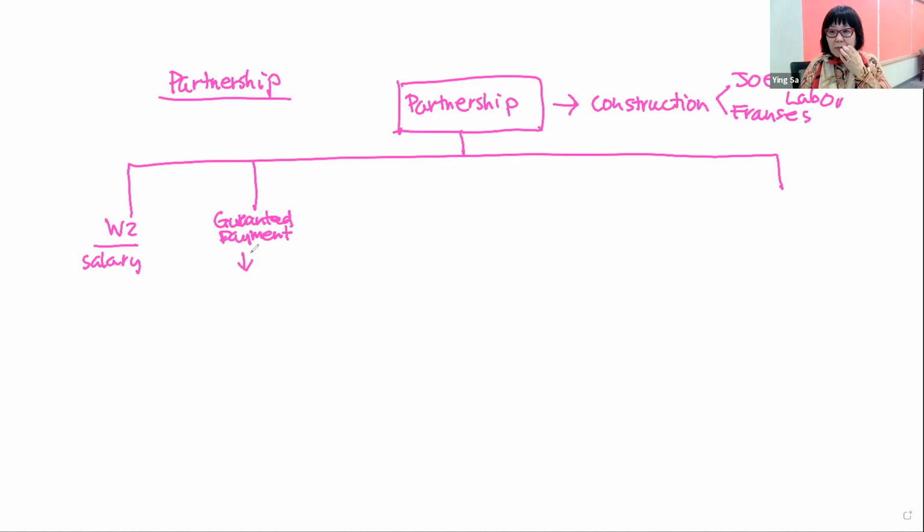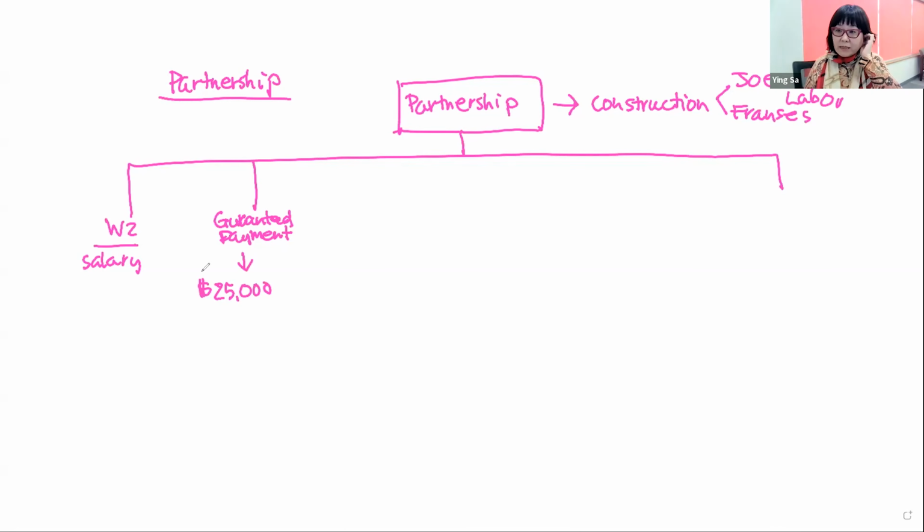So what is guaranteed payment? Joe is the one putting in the dollar. Francis is the one working the labor. Do you think it is fair to wait until the year end to split 50-50, or because Francis is the one working, should we pay him something? If it is not a W-2, and Joe agreed to pay Francis a guaranteed payment of $25,000.